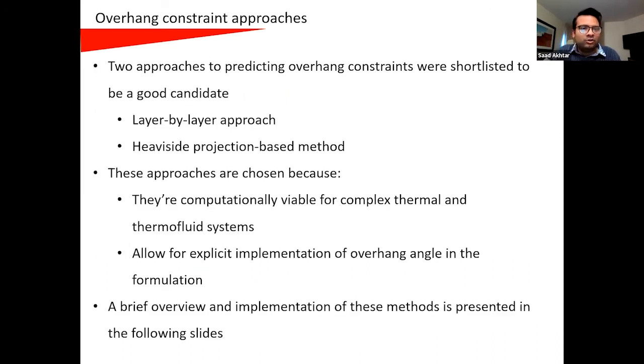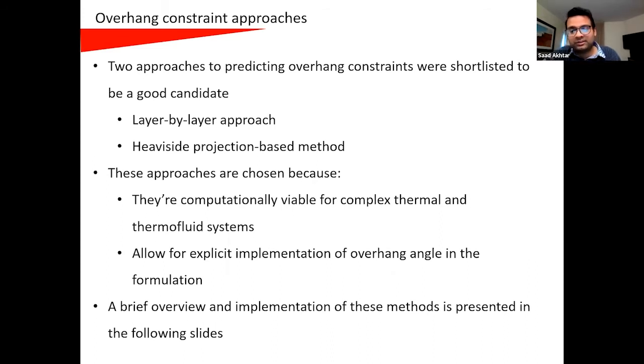So like I said, the two approaches that were good candidates are layer by layer and Heaviside projection-based method. These approaches were chosen because they were computationally viable for what we were trying to do, and because of their ease of implementation within the topology optimization. So we didn't have to change our topology optimization framework drastically to incorporate that, which wouldn't be the case for some of the other approaches that we reviewed.